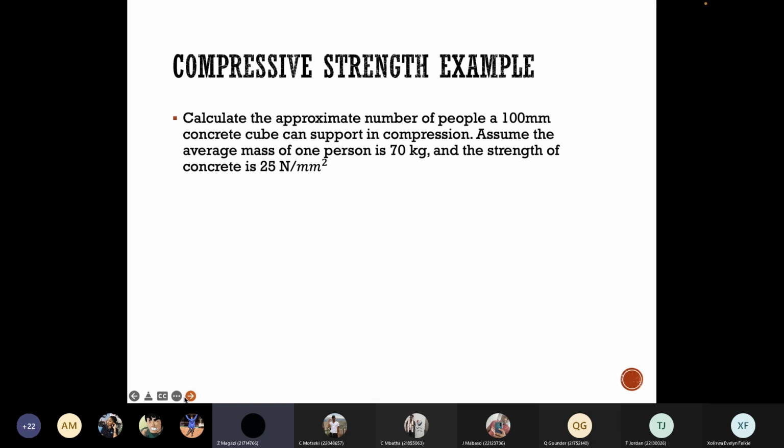I'm saying, ma'am, you use that formula, as the man was saying, to find the force. Is the 25 newton per meter squared not the compressive strength? The compressive stress. They say that the strength of concrete is. Yeah. So if you're saying you're applying it, apply it and give me a value, so that we move. Okay, ma'am. I'm going to do it now.